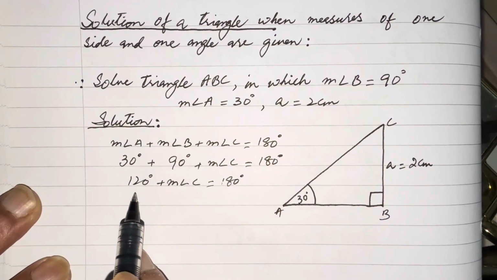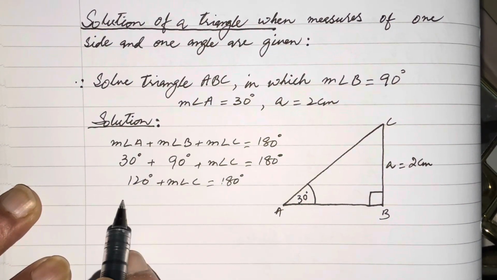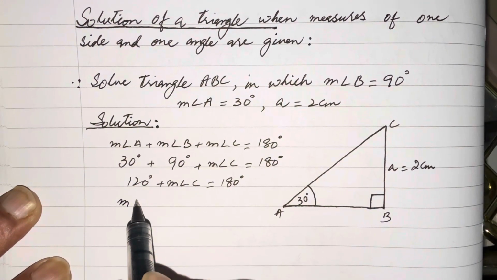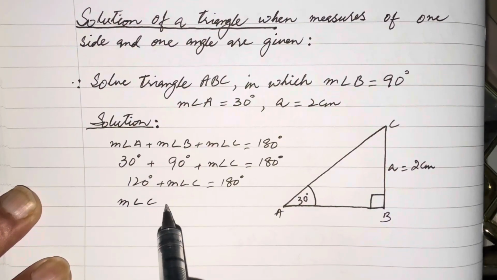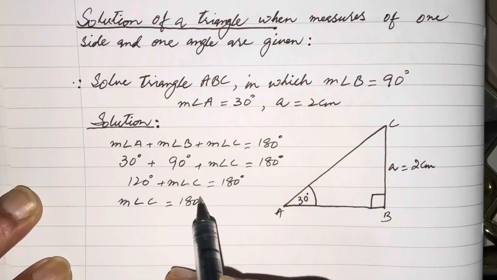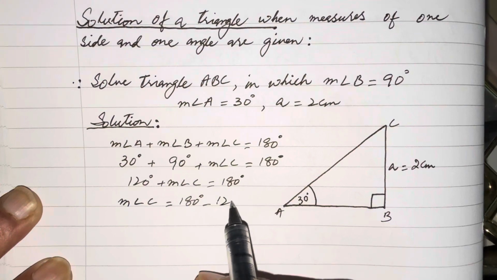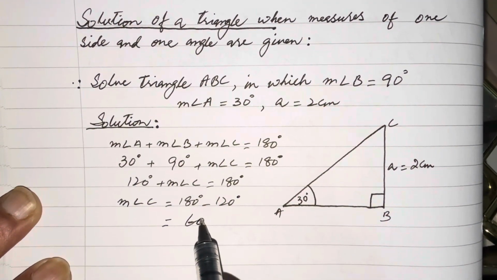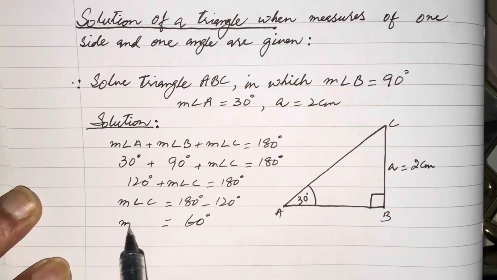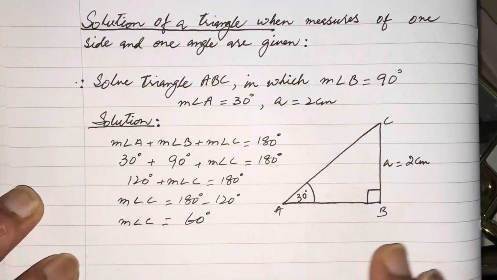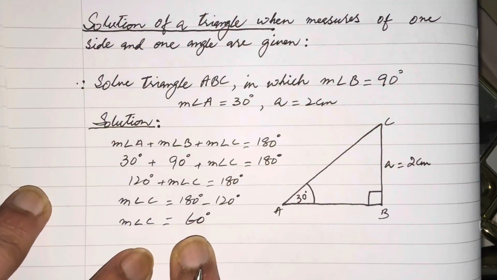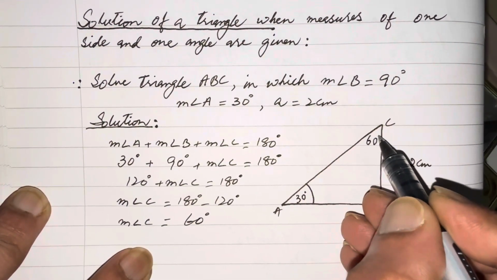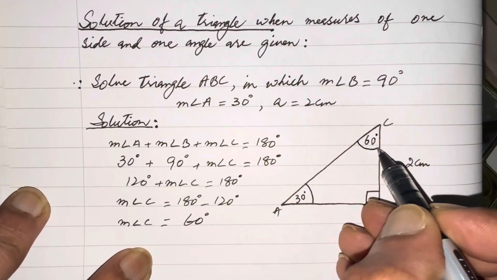So take this 120 from the left-hand side to the right-hand side. So that will become measure of angle C is equal to 180 degrees minus 120 degrees, which becomes 60 degrees. So measure of angle C has now been found as 60 degrees. So we can say that this angle is equal to 60 degrees.